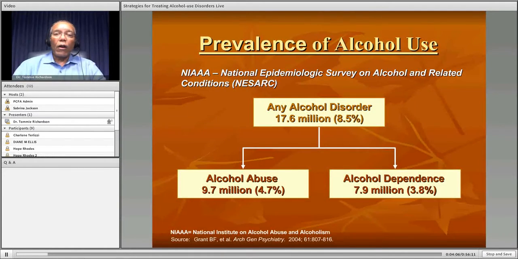The prevalence of alcohol use, and this is data from the NIAAA. The number of people with any alcohol disorder is about 17.6 million, which is 8.5% of the population. Alcohol abuse accounts for another 9.7 million, and alcohol dependence is 7.9 million. If you put all those together, and sometimes it's very difficult to distinguish between the 2 conditions, alcohol abuse and alcohol dependence, hopefully I'll be able to help you with that if you have any questions.